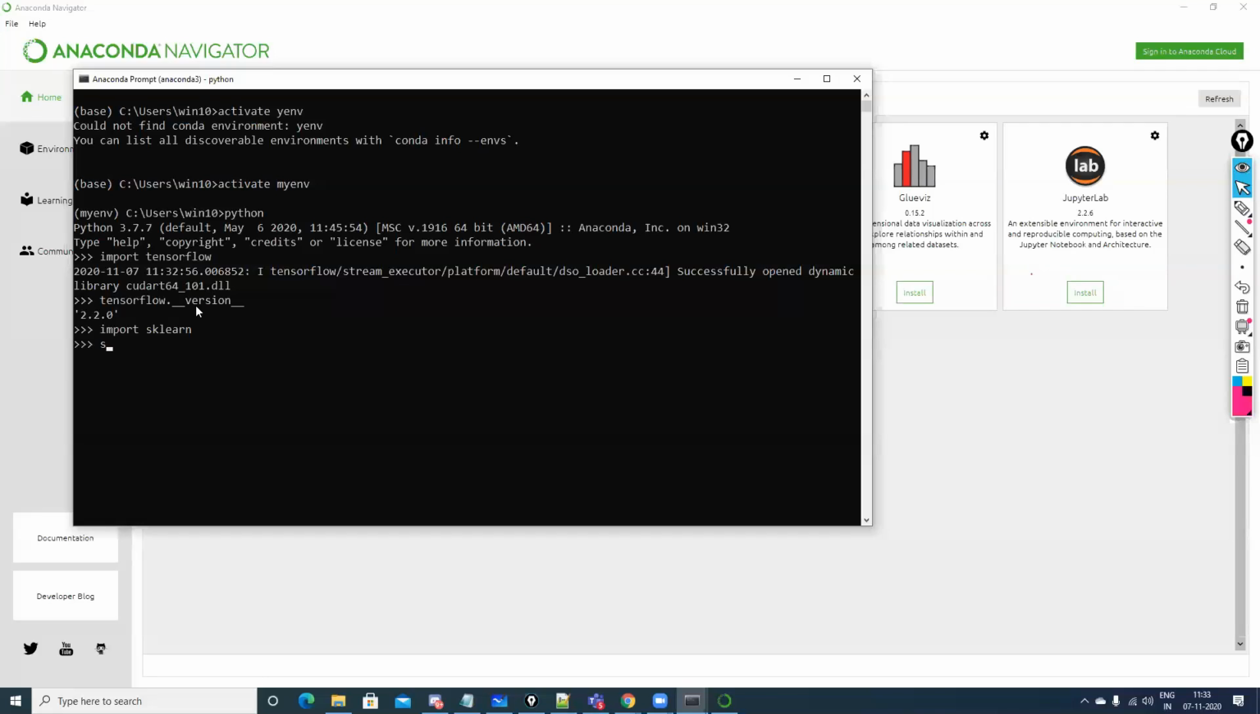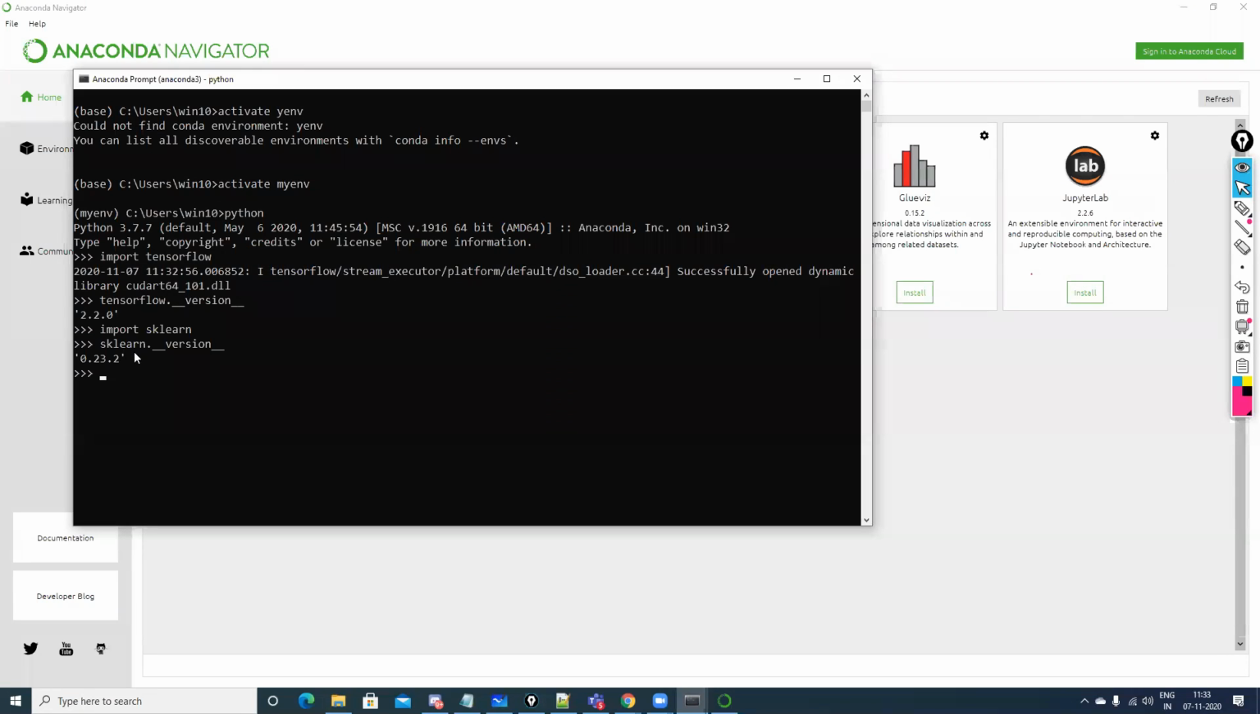If I really want to see what sklearn version I have imported, I write sklearn.__version__, and you'll be able to see that I've installed 0.23.2, right? So I've installed the most recent versions of all the things, and I'm actually working in this specific environment.